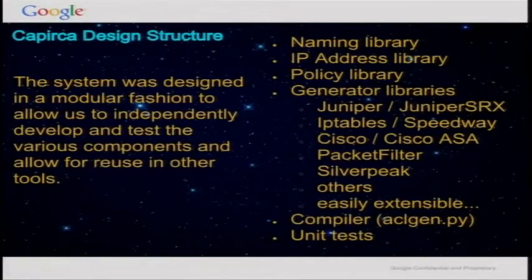So now I read in a bunch of definitions, I read in a policy, which uses those naming definitions, and then I create this object construct that I call my policy, and I pass it to the generator libraries, and Juniper knows how to take that exact same library and create Juniper output. The IPtables Speedway library knows how to create IPtables output with it, and so on and so on. And we've got tons of platforms we support now. And of course, at the bottom, we've got ACLGenPy, which is our compiler.